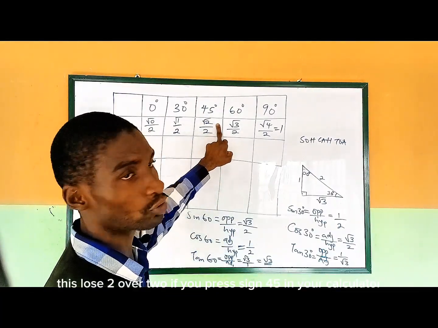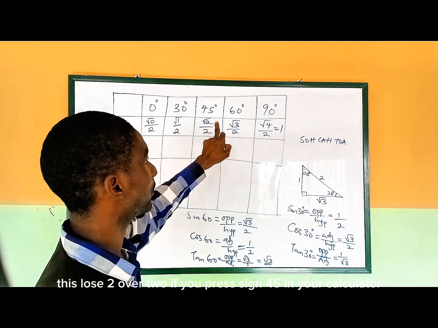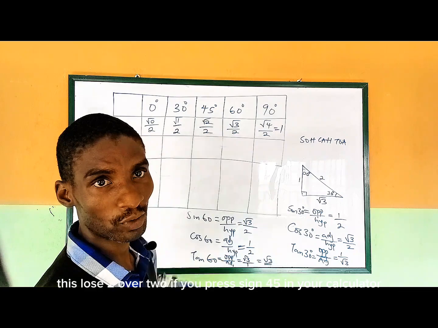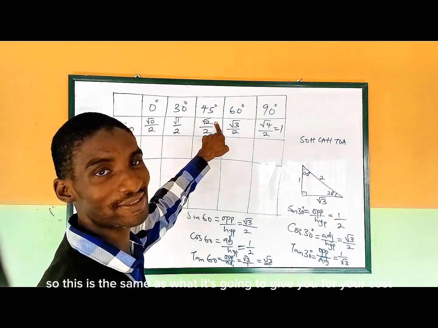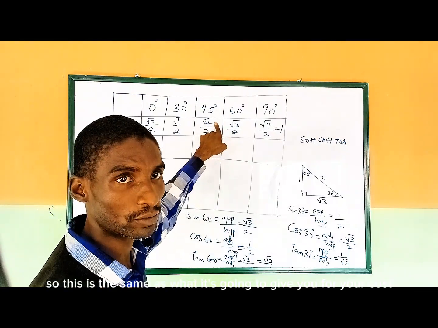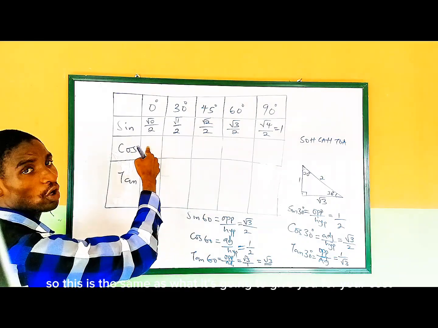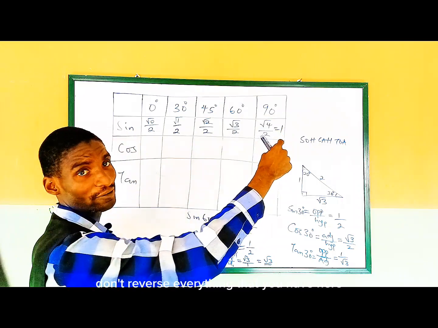This root 2 over 2, if you press sine 45 in your calculator, what will it give you? It's the same as what this is going to give you. For your cos, just reverse everything that you have here.